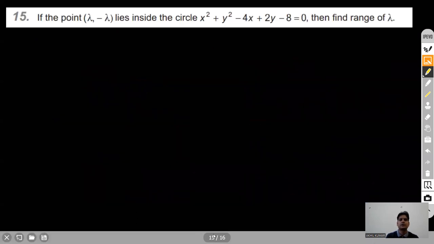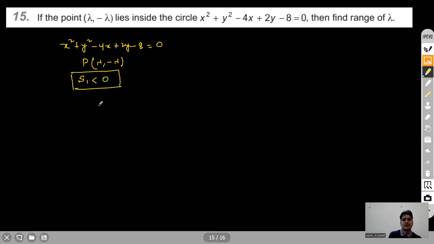So let's take the next question, question number 15. It is saying the point P lambda comma minus lambda lies inside the circle x square plus y square minus 4x plus 2y minus 8 equals 0. Putting the coordinates of P in the equation, this must be less than zero. This is what we call S1 less than zero. So put the values: lambda square plus lambda square minus 4 into lambda plus 2 into minus lambda minus 8 must be less than zero.